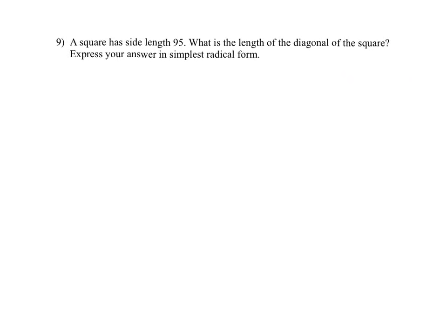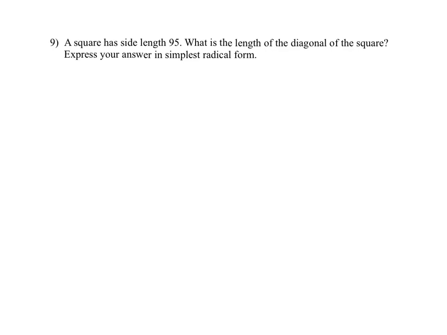A square has a side length of 95. What is the length of the diagonal of the square? Express your answer in simplest radical form. Okay, so I have the square right here. I know that the length of the side is 95. Since this is a square, this angle is 90.